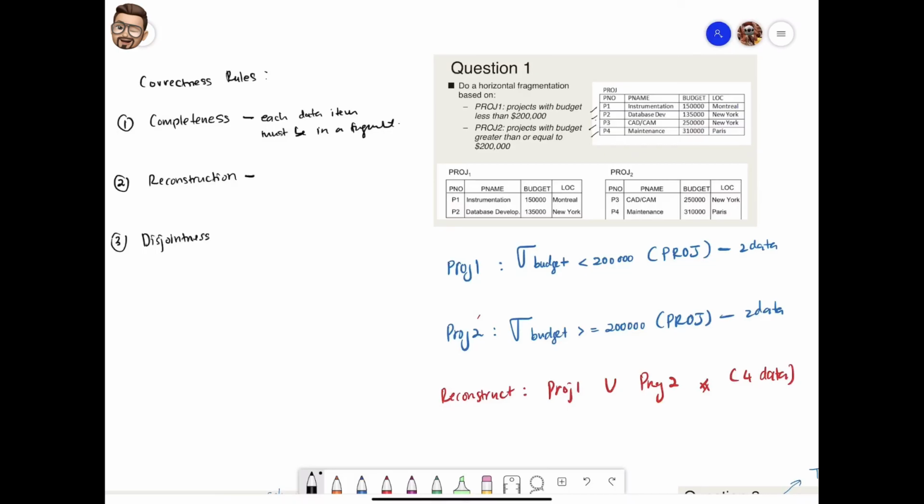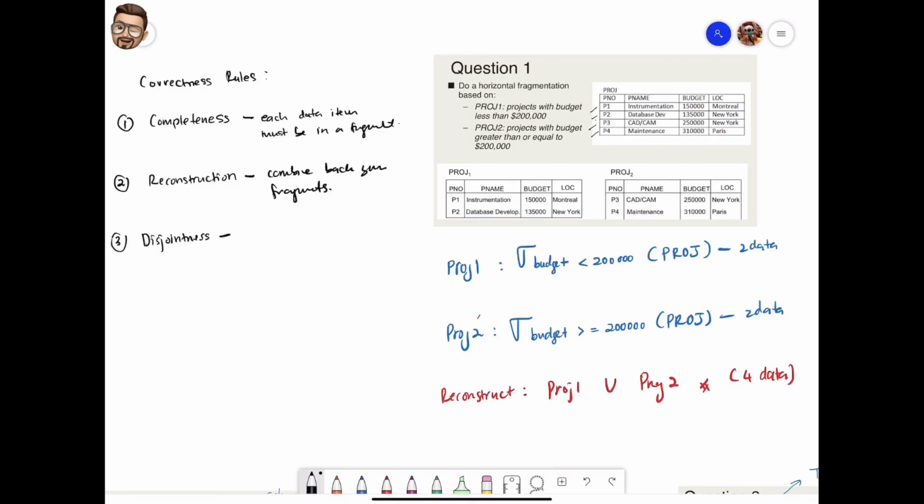It must be possible to define a relational algebra operation that will reconstruct from the fragments. So it means you can combine back your fragments to become one big table again. So that's reconstruction. Okay, for horizontal fragmentation, we will use union. For vertical, we will use join operation. Okay, then the last one is disjointness.